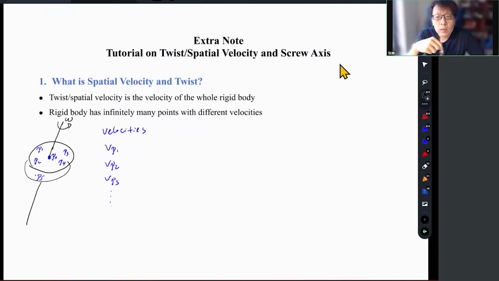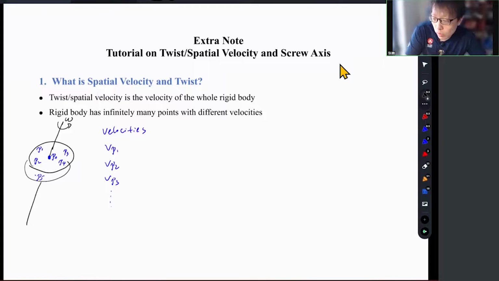Okay, today I would like to give another tutorial on twist and spatial velocity and the screw axis. I think in the previous lectures, I didn't make myself very clear, and based on comments and the questions I received after class, I think there's a lot of confusion about what twist and screw axis really mean. Because these two concepts are super important for screw theory based robotic kinematics, I think it's worth the time for us to go over that again.